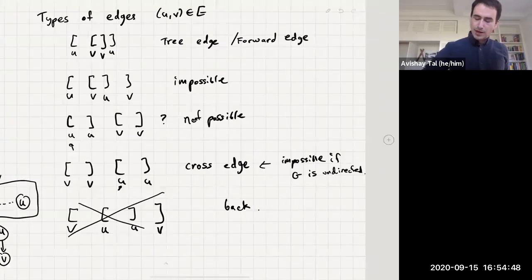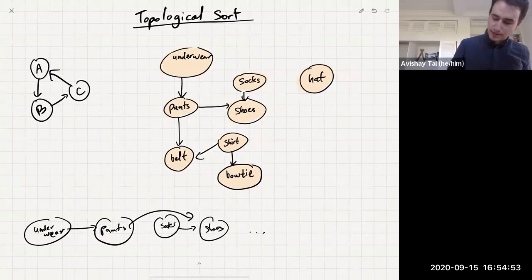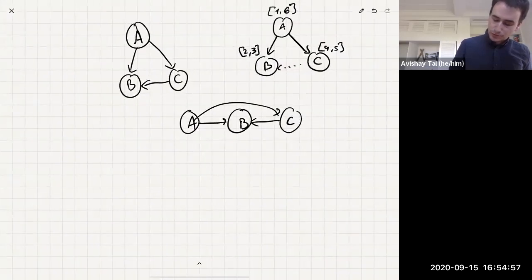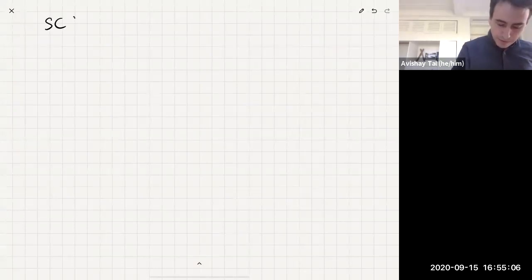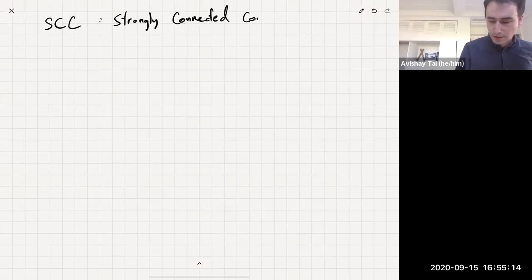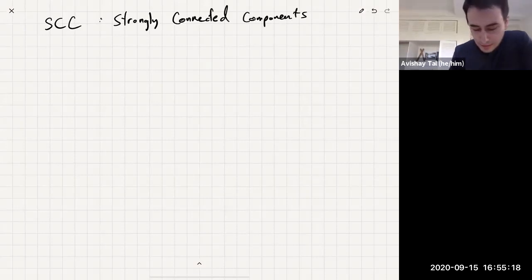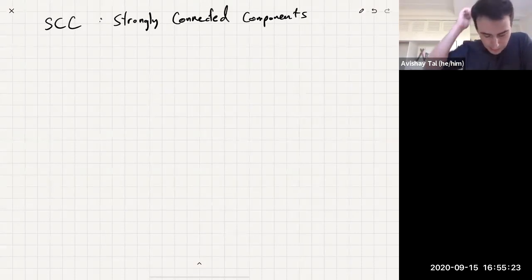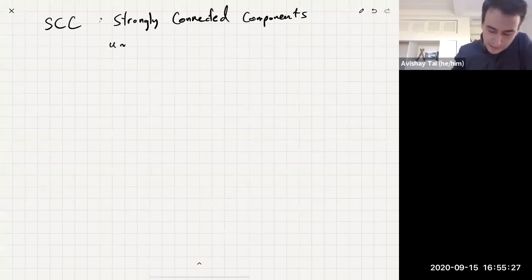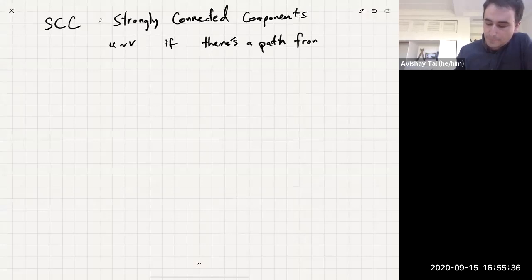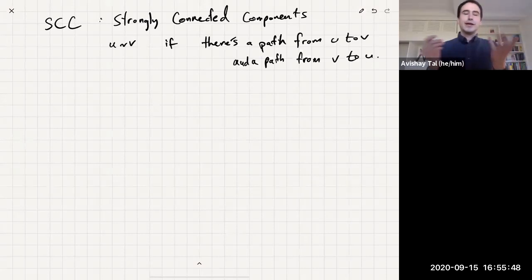Okay, so maybe let me do an advertisement for what's going to happen in the next meeting. In the next meeting, we're going to look at two algorithms. The first algorithm is called strongly connected components. We will define a relation in a graph. I already defined it, I guess, in words. We say that two vertices U and V are related if there's a path from U to V, and also a path from V to U.